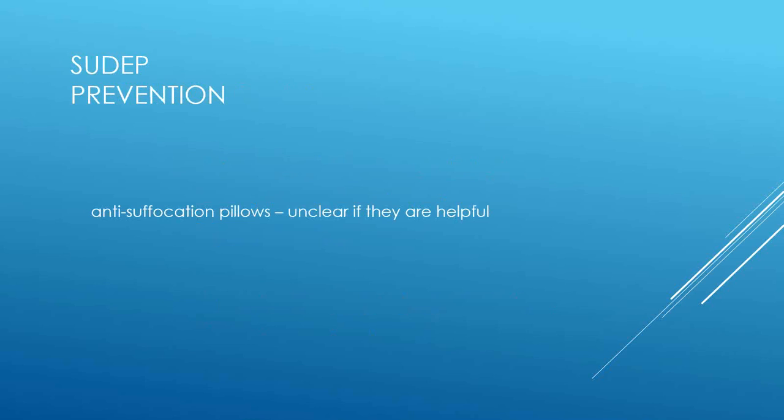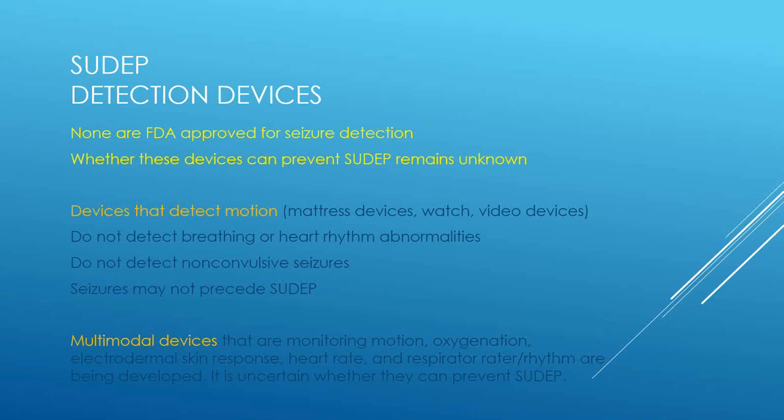So what can be done? There are anti-suffocation pills. It is unclear if they're helpful because suffocation is just one of the possible causes of SUDEP, and we really do not know whether the anti-suffocation pills will prevent suffocation at all. Then there are many detection devices. None of them are FDA approved for seizure detection, so we don't know how well they detect seizures. And if they do detect seizures, they will detect mostly convulsive seizures, not non-convulsive seizures. Whether these devices can prevent SUDEP remains unknown, because even when the seizures are detected in epilepsy monitoring units, some of the patients still died of SUDEP despite the medical personnel being there and doing the resuscitation. So we don't know whether the terminal event is reversible or not.